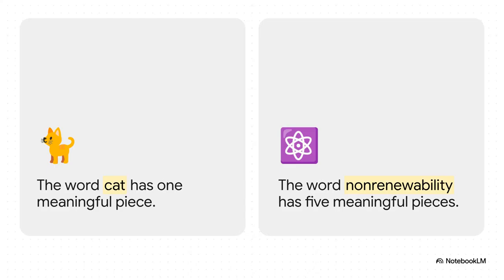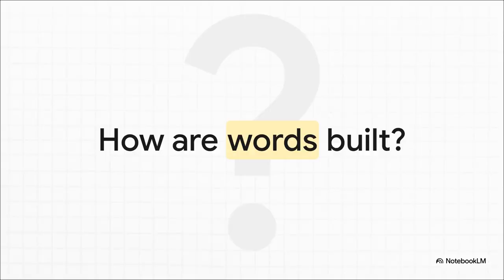Okay, so just look at this. On one side, you've got the word cat. Simple, one piece. But then you get a monster like non-renewability. And here's the crazy part. We know exactly what it means, instantly. But it's made of 5 distinct parts. So how does our brain just handle that complexity so effortlessly? How does it know how to snap all those pieces together? That's the big question we're diving into.